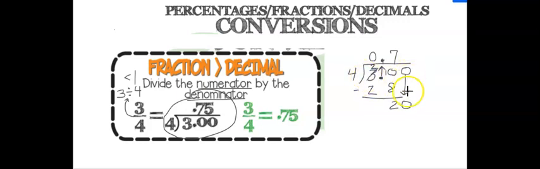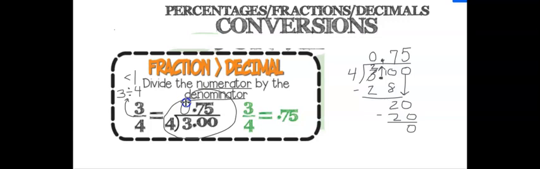So now I add another 0, I bring it down, and I divide again. 4 goes into 20 5 times. Now I've got no remainder because 4 times 5 is 20. I simply subtract that and it works out. That's how they got the 0.75.